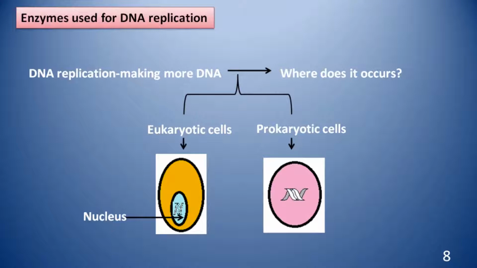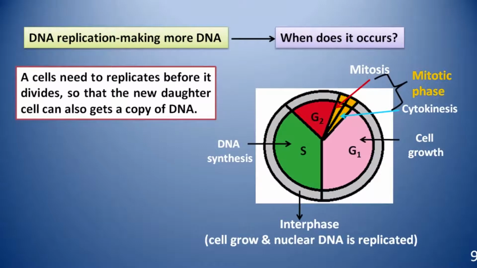So let's study now what DNA replication is and what the enzymes used for DNA replication are. DNA replication means making more DNA. So where does it occur? It occurs in both eukaryotic cells and prokaryotic cells. A eukaryotic cell has a nucleus, but a prokaryotic cell does not have a nucleus, even though replication occurs in both cases. Then for DNA replication, a cell needs to replicate itself. Why does a cell need to replicate itself? So that new daughter cells also get a copy of DNA.